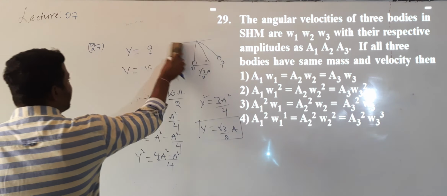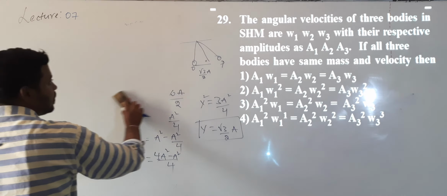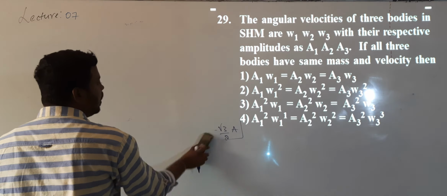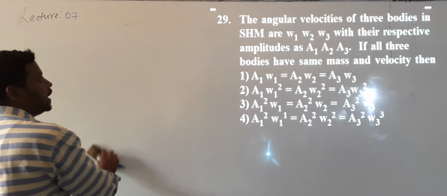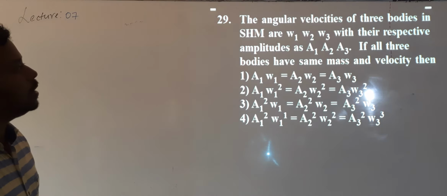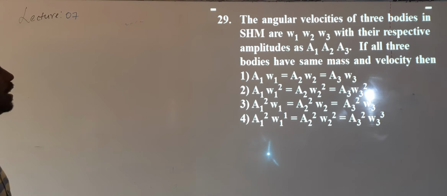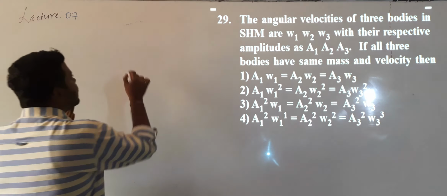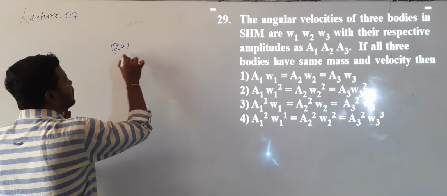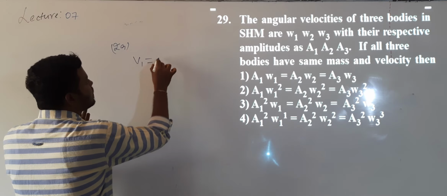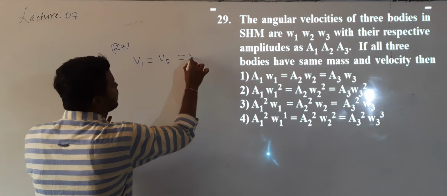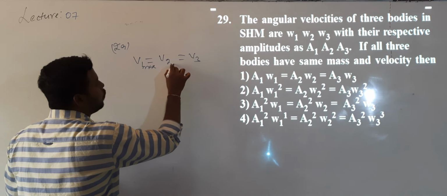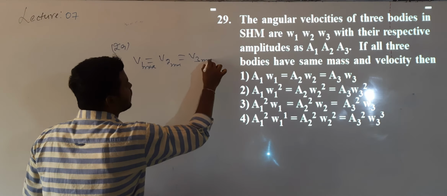Question number 29. Simple question. The angular velocities of three particles in SHM are omega 1, omega 2, omega 3. The respective amplitudes are a1, a2, a3. All the bodies have the same mass and same velocity. Three particles are executing SHM, and the velocity of the three particles is the same, v1 is equal to v2 is equal to v3. Which velocities do I need to take? Maximum only: v1 maximum, v2 maximum, v3 maximum.